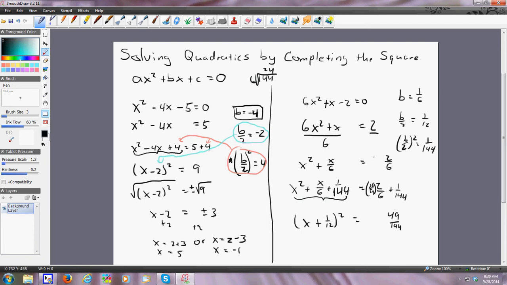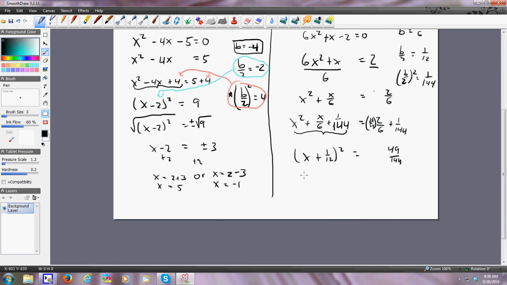So now I take the square root of both sides, and I get x plus 1/12 equals plus or minus the square root of 49 over 144, which oddly enough, those are both perfect squares. And then subtract 1/12 over, and I'm going to end up with x equals negative 1/12 plus 7 over 12, because square root of 49 is 7, square root of 144 is 12, or x equals negative 1/12 minus 7/12.